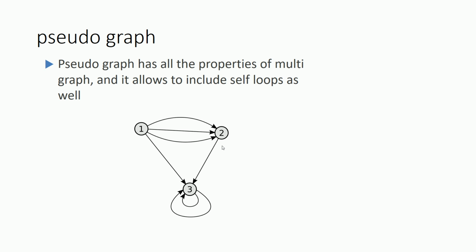A pseudograph has all the properties of a multigraph and also allows self-loops. For example, here our vertex 3 has 2 self-loops, which are edges from a particular vertex to that same vertex.